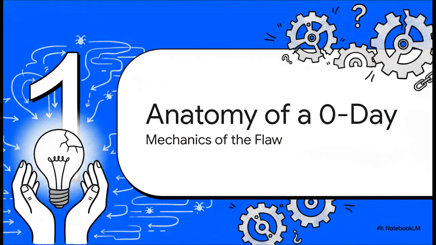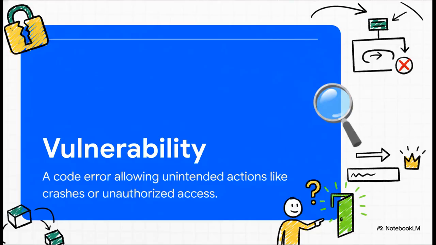Part 1. Anatomy of a zero-day. The mechanics of the flaw. Okay, so software, when you really get down to it, is just lines of code written by humans. And humans make mistakes, right? So as long as we're writing code, there will inevitably be errors.